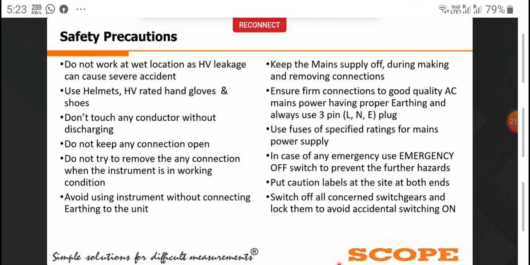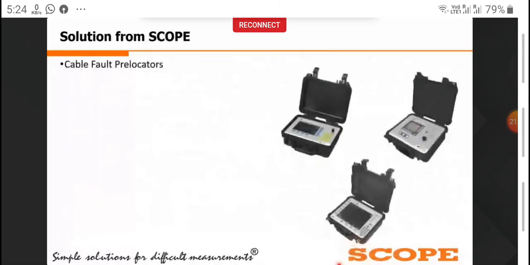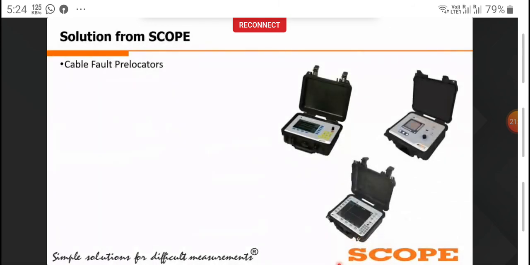After that, we always need to switch off all the switchgears to avoid accidents. In the case of a cable, we always need to remove the switchgears from the cable connection while doing the surging, to prevent further damage to these switchgears. So next we will see what the solution from Scope is.